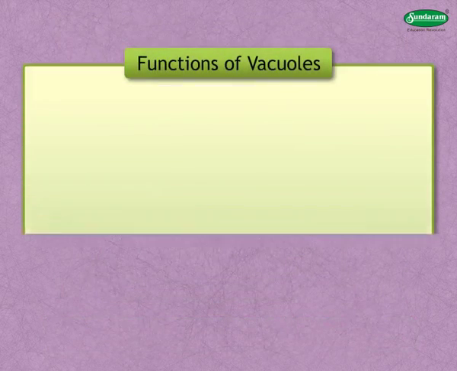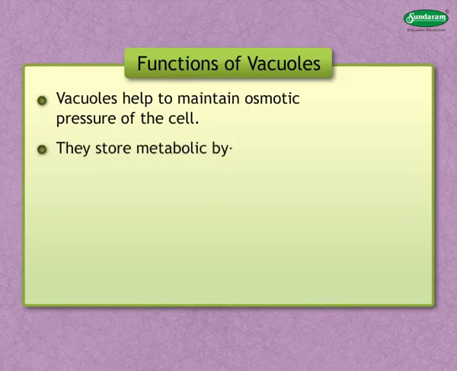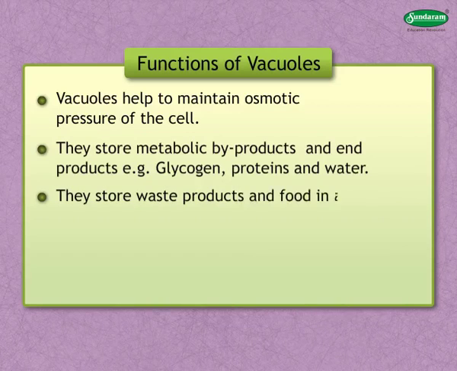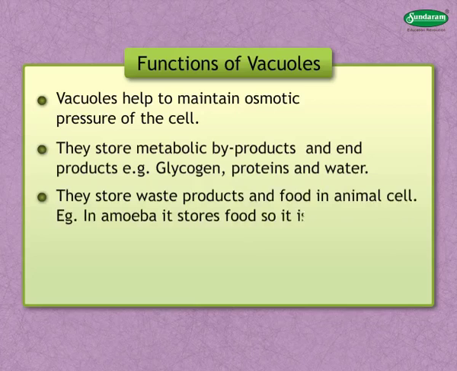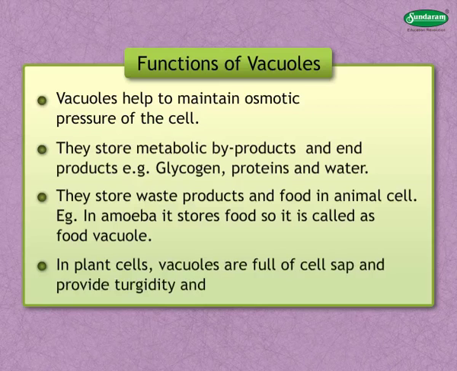Functions of vacuoles. Vacuoles help to maintain osmotic pressure of the cell. They store metabolic byproducts and end products, example, glycogen, proteins, and water. They store waste products and food in animal cell, example, in amoeba it stores food, so it is called as food vacuole. In plant cells, vacuoles are full of cell sap and provide turgidity and rigidity to them.